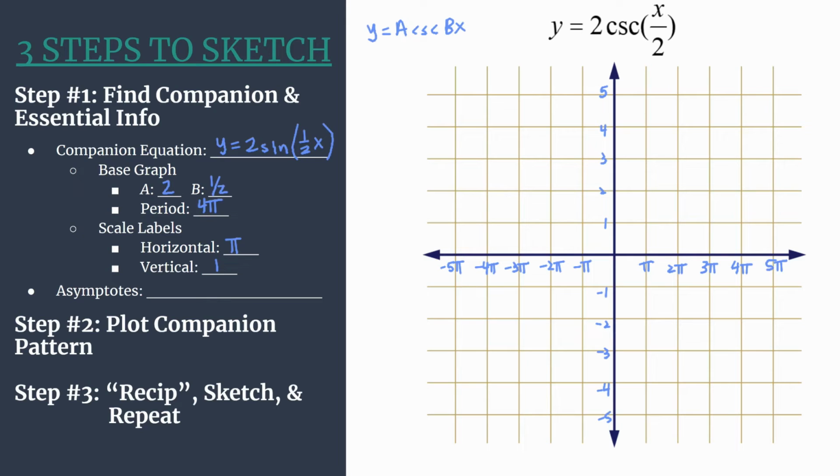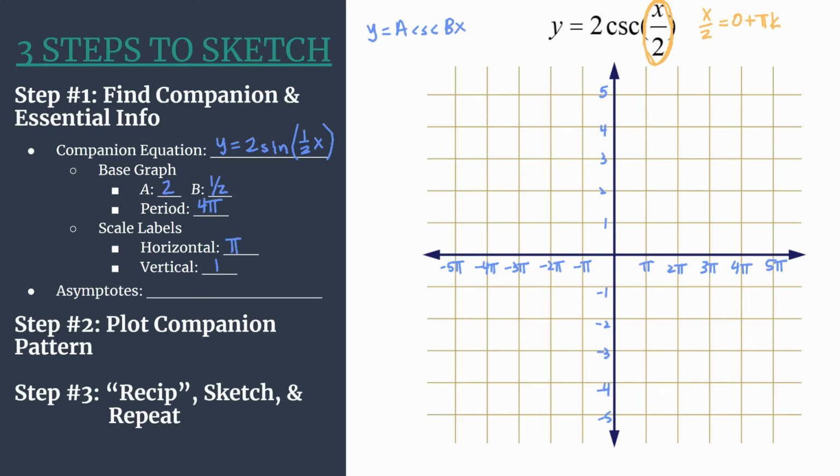Before we move into plotting the companion pattern, I like to go ahead and find the asymptote generating equation. To do that, we take the inputs of our cosecant function. So we take, in this case, x over 2, and we set it equal to 0 plus pi k, where k is an integer. We do this because we're basically applying our horizontal transformations that are in our equation to the original asymptotes of cosecant.